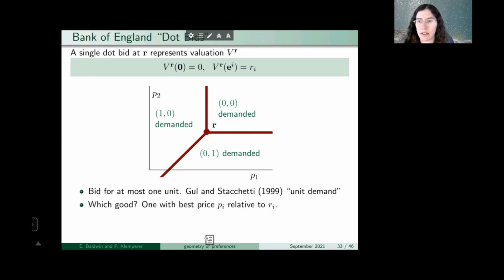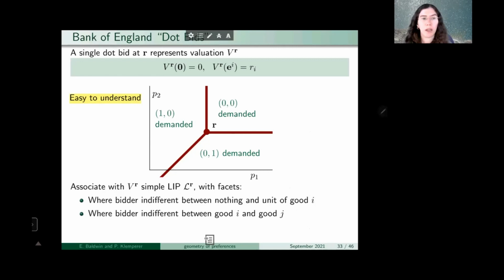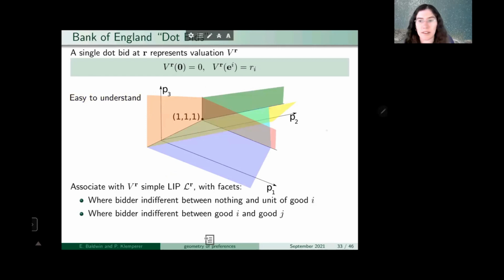And so this, from the point of view of now understanding what lips are, what this valuation is should be perfectly clear. And we will demand the good which is best relative to the price at which the dot has been drawn. So this, we hope, is easy to understand. And we associate this with a lip, where the bidder is indifferent between nothing and something, or alternatively between good I and good J. And that's a three-dimensional version of a Bank of England dot bid.